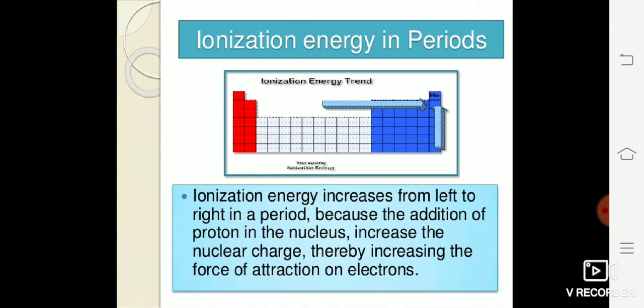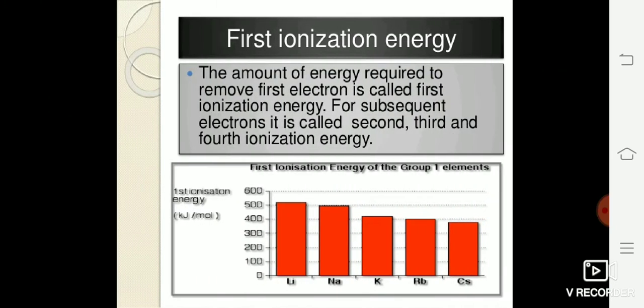So we can summarize this by saying ionization energy increases from left to right in a period because the addition of protons in the nucleus increases the nuclear charge and thereby increases the force of attraction on electrons. Now what is first ionization energy? The amount of energy required to remove the first electron is called first ionization energy. For subsequent electrons, it is called second, third and fourth ionization energy. Please remember, we can remove only 4 electrons. Non-metals accept electrons.